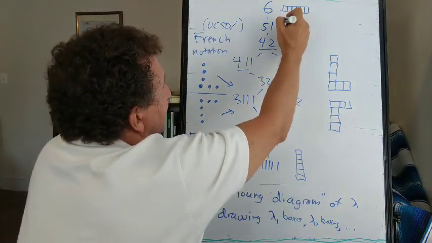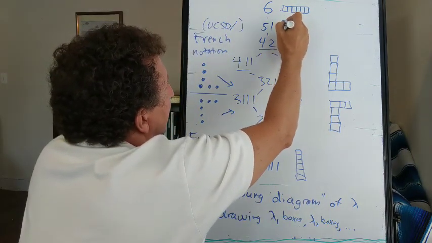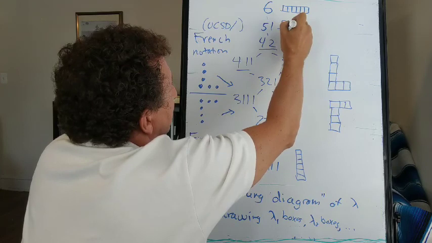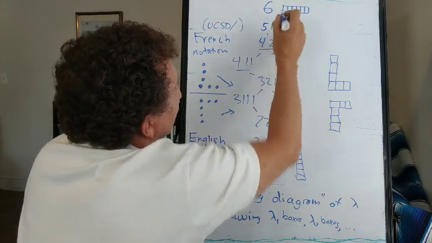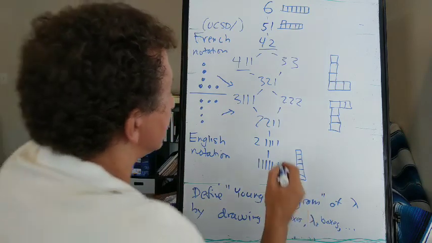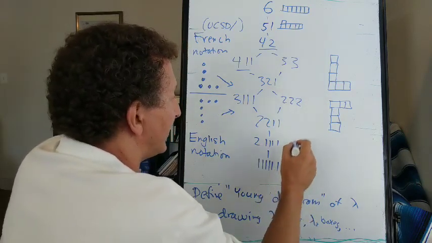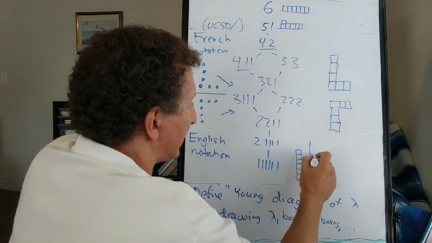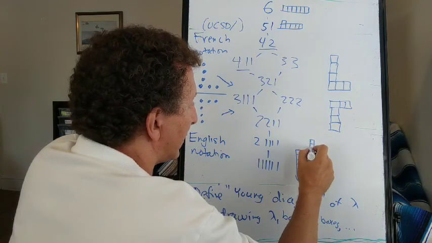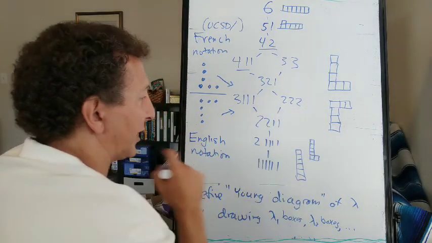Let me do 5, 1 also. So 5, 1, I'll do this in French notation. It has 5 boxes and then 1. And then 2 and 4 ones has French notation, 2 boxes and 4 stacked boxes above it.